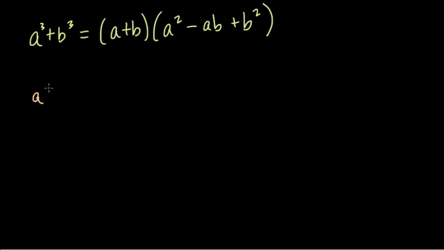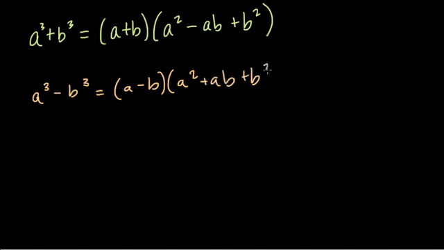Or we can have the difference of two cubes, so a cubed minus b cubed. And that would be what? Well, a minus b times a squared plus ab plus b squared.